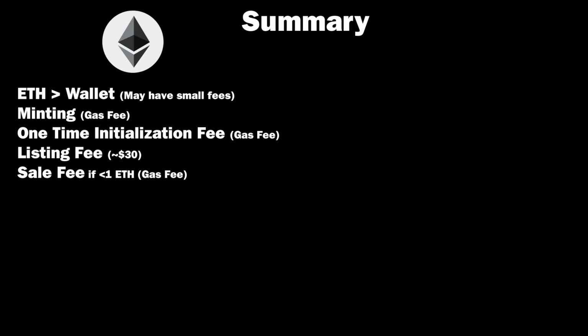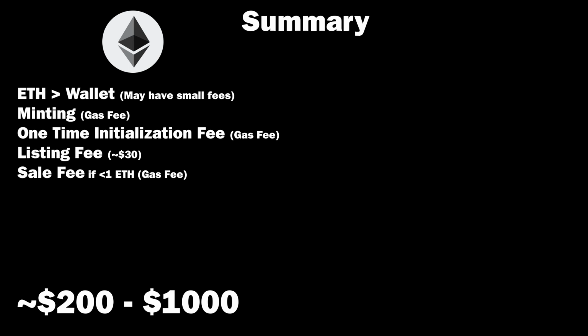So, on the Ethereum mainnet, with Ethereum. First, get Ethereum onto your wallet. This may incur some small fees. Next, mint with Ethereum, with a gas fee of $100 to $500 or so. The initialization fee in Ethereum, which is a one-time gas fee, is $100 to $500 on average. The listing fee in Ethereum, which is optional, is about $30 worth. And there is a sale fee in Ethereum if your bid is under 1 Ether. This will also be a gas fee of $100 to $500.